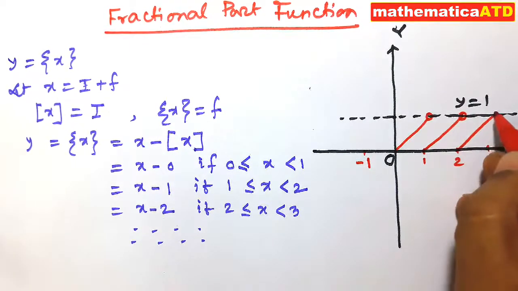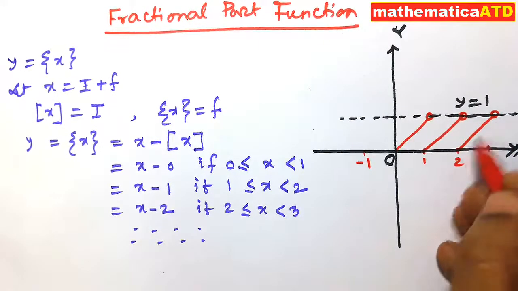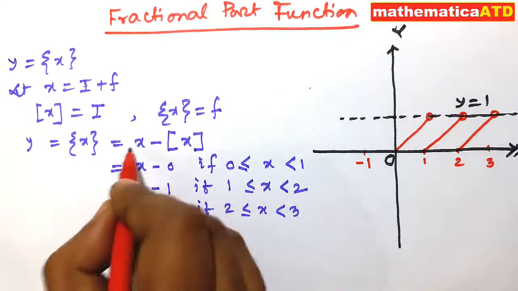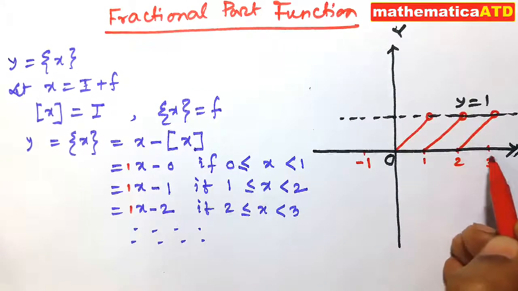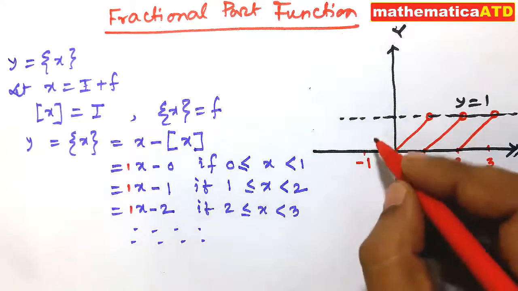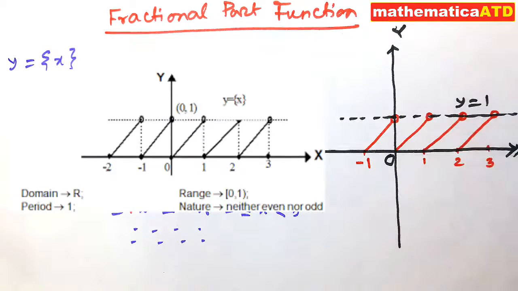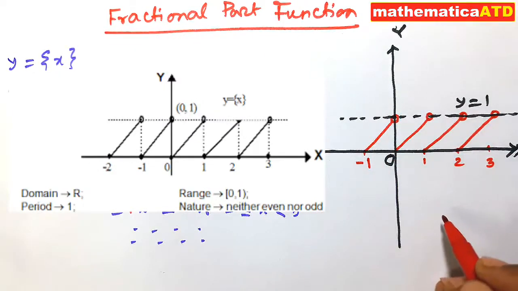Yes, this is 45 degrees, and the slope is 1. Here also, it makes 45 degrees with the positive direction of the x-axis. In this way, on the negative side also, you can draw some lines, like this. So it is going on and continuing. This is actually the fractional part function graph. Thank you.